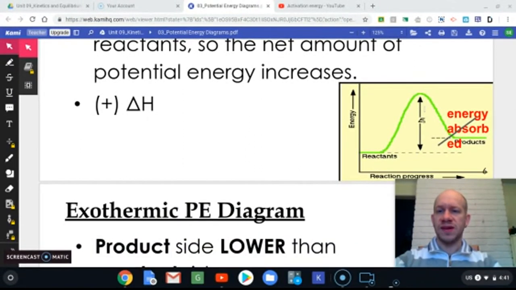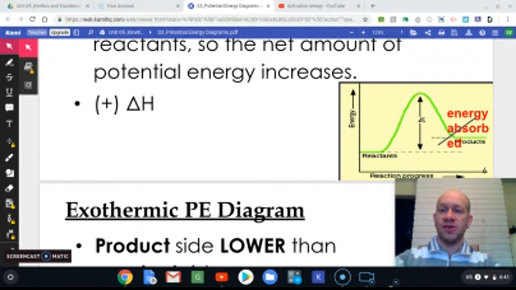So looking at this potential energy diagram, we see here's the energy of our reactants. As the reaction progresses, we see an increase up to the very peak, and then we have a decrease come back down to the potential energy of the products. And notice that the product side is higher than the reactants, so we have a positive net change. This is where that energy was absorbed.